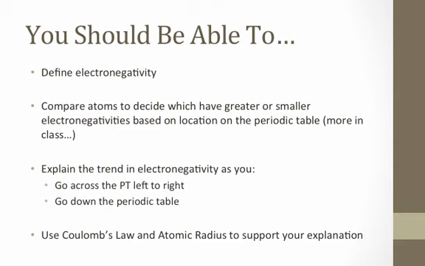You should also then be able to explain the trend in electronegativity itself. What is the trend going across the periodic table and why does it happen? And what is the trend going down the periodic table and why does it happen? And then finally, you should be able to employ Coulomb's law and the atomic radius trend to support any of the explanations. And those can be explanations for the trend itself or explanations for the actual exceptions.